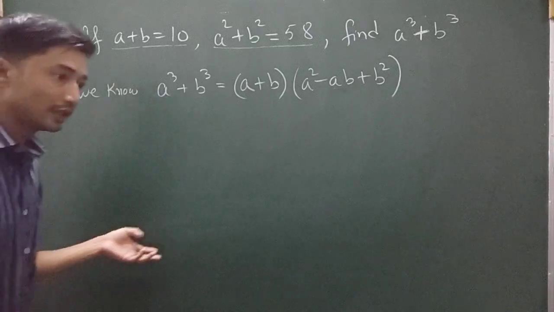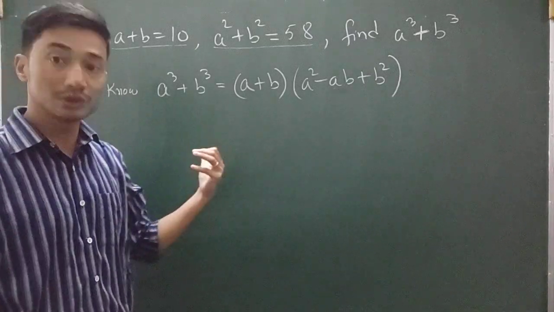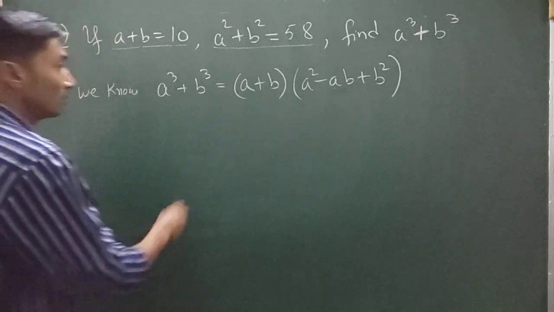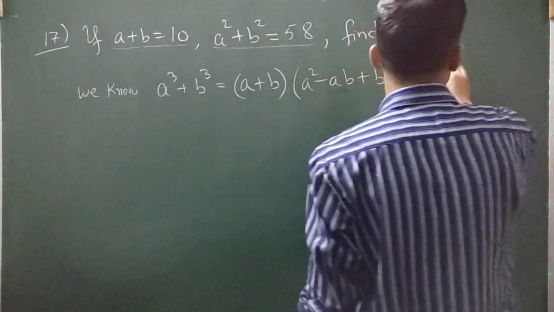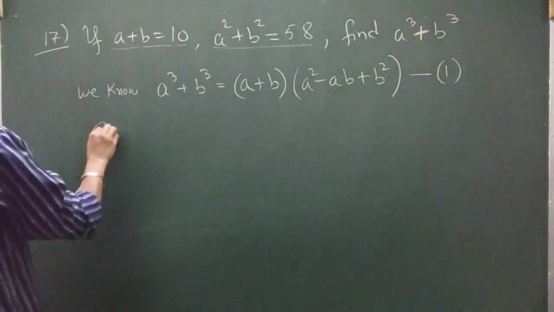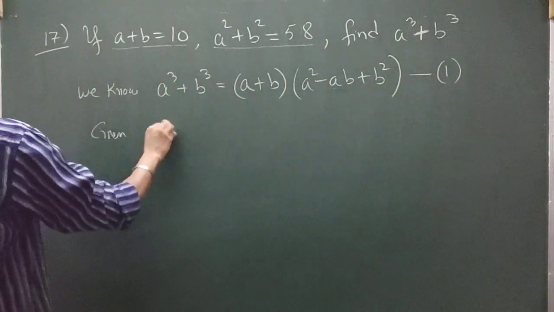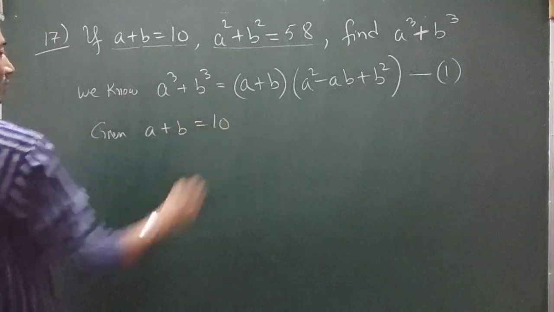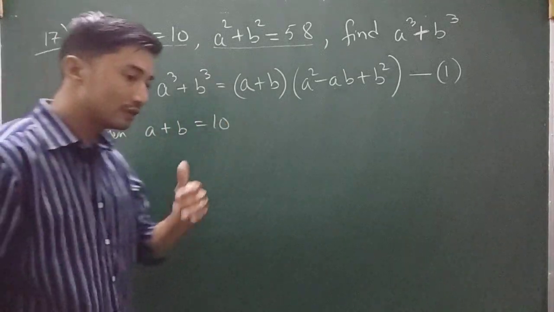So here also there can be many ways to solve. We will do one way. So let it be as it is. Equation 1. Let's see. Given a plus b is equal to 10. Now what will I try to do? What am I trying to do here now?